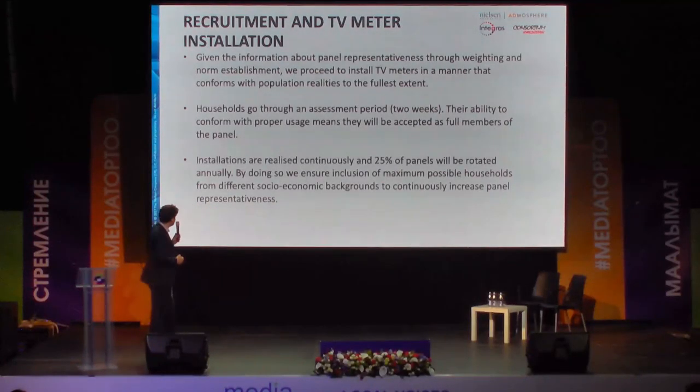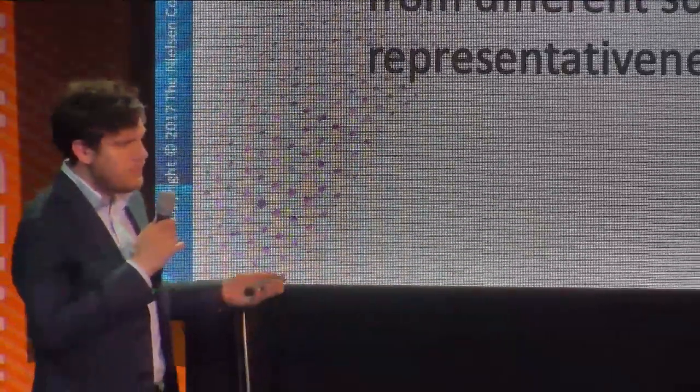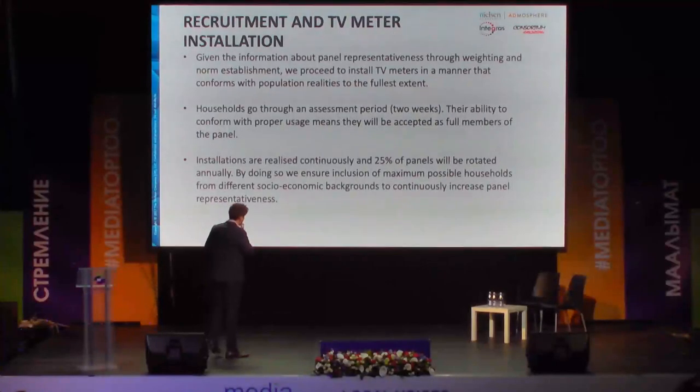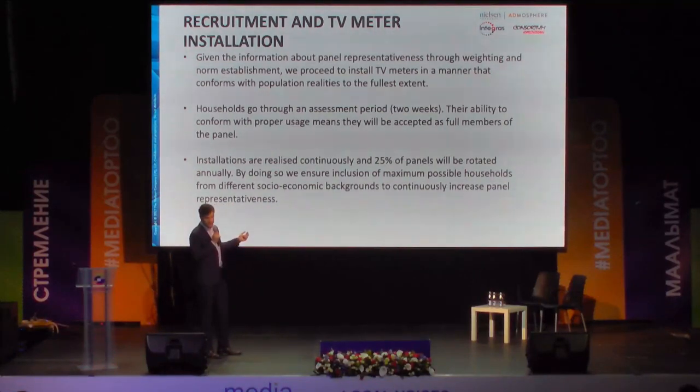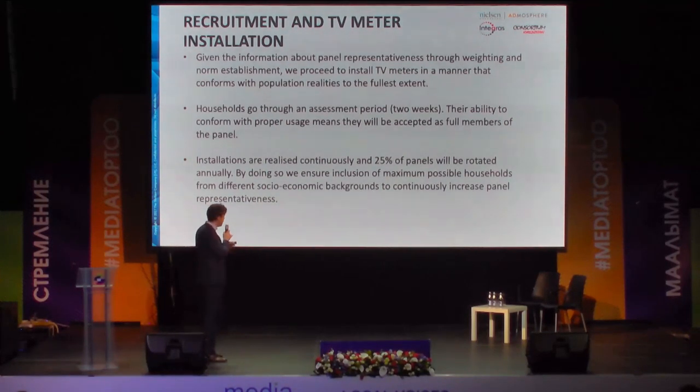What we do is we go to the houses that have taken part in the establishment survey. We get their approval to install the people meters in their houses. We also want to be sure that the panel members conform to the rules properly, so they go through a trial period in which we assess whether they are conforming with the rules we set out for them. And if they do work well, then we carry on working with them. If they don't conform with our rules, then we select new households to work with. Every year, 25% of the panels are replaced, so that we ensure that we can reach as many different people as we possibly can.